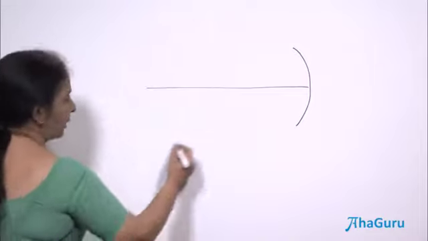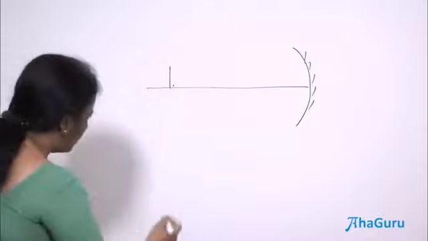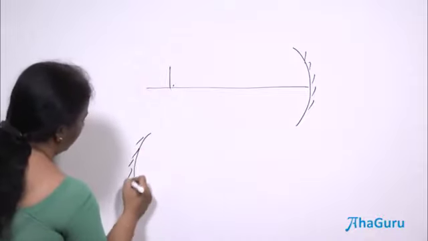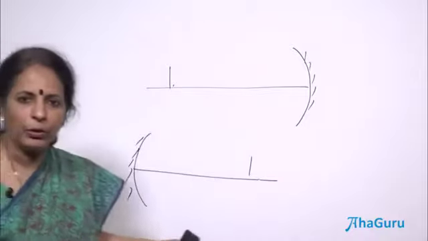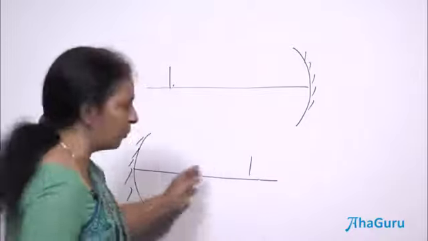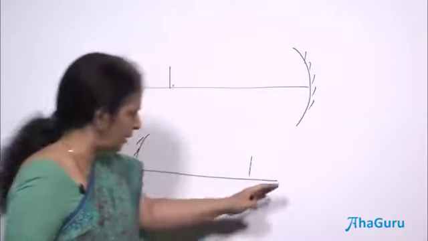What if I keep the mirror, this is a concave mirror, and somewhere here I have the object. Suppose I keep a mirror on this side and keep the object here, do you think image will not be formed? That is not possible, no? Image will be formed, of course, and whatever the nature of image you are getting, the same thing you will get.